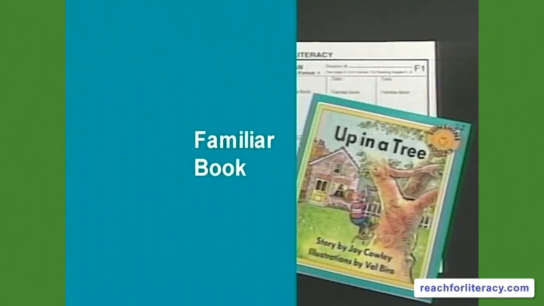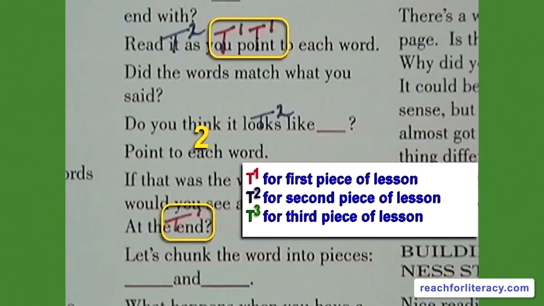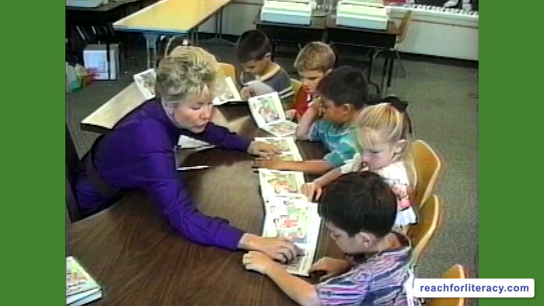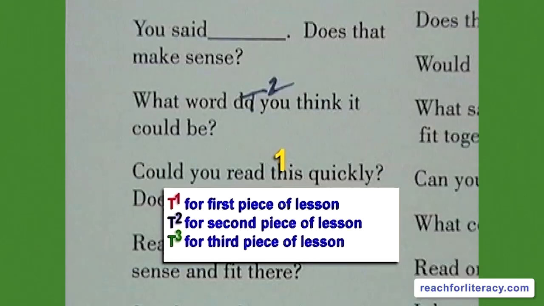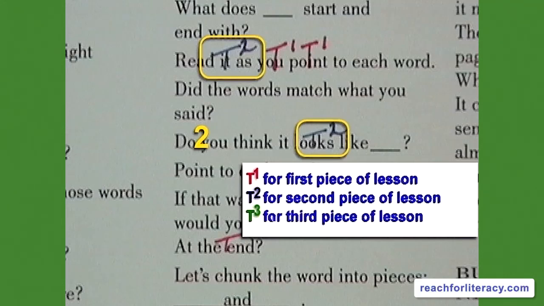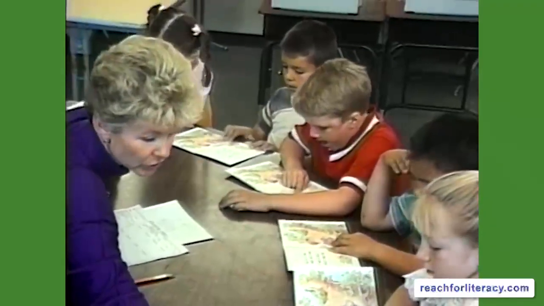As the familiar book was reread by the students, it was necessary for the trainer-coach to ask 1 semantic, 1 syntactic, and 2 graphophonic strategy questions. In addition, 1 cross-checking strategy question was asked. As students processed the new book, the trainer-coach asked 1 semantic, 1 syntactic, and 2 graphophonic strategy questions. Also, 1 conscious awareness question was asked.